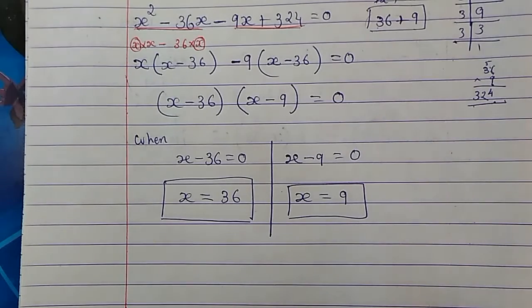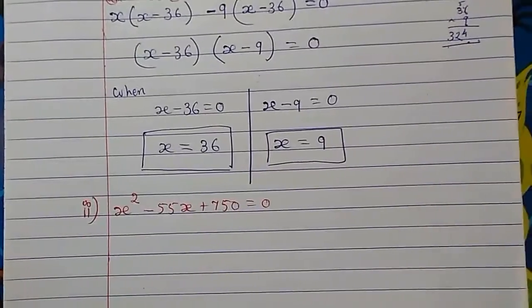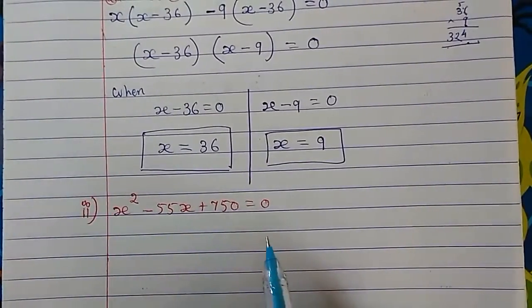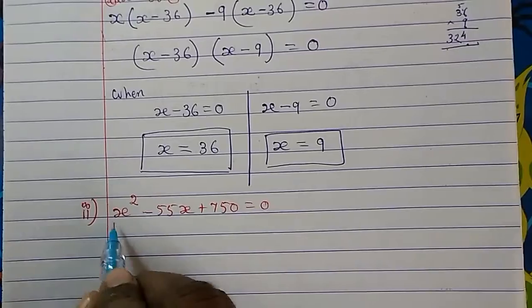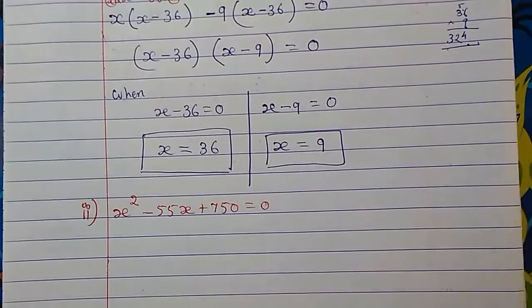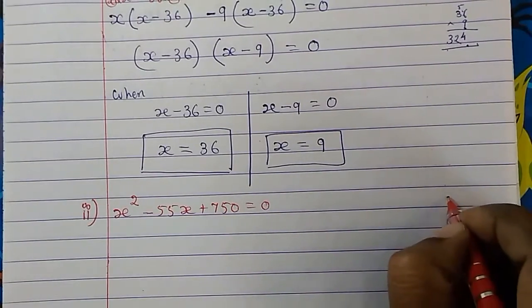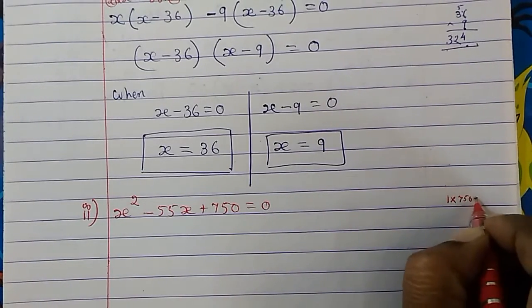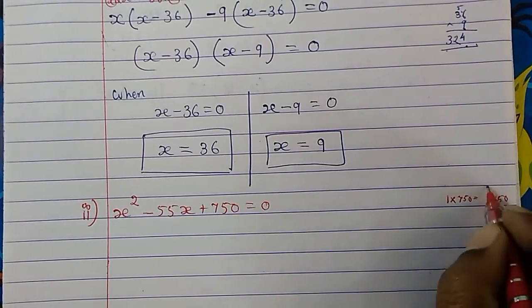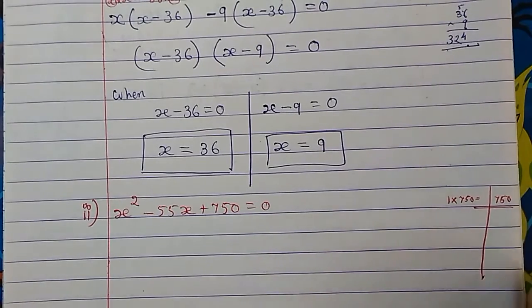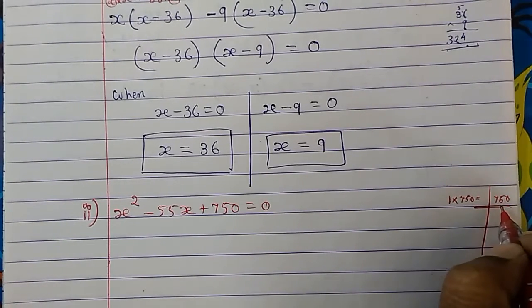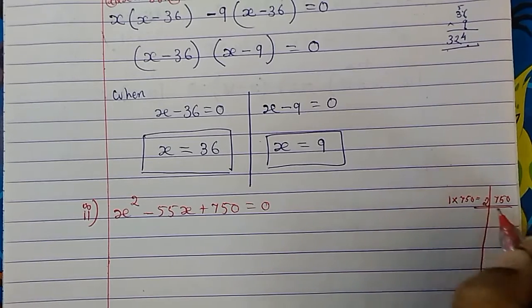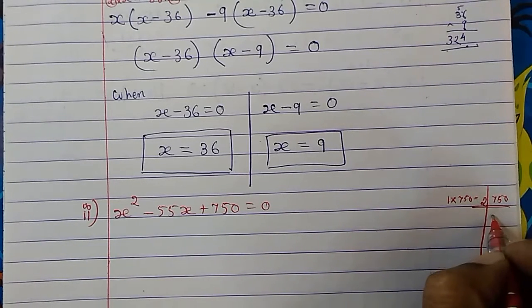So now let us solve the second equation. The second equation I have written down. So in the same way we have to do it. The first term and the last term, let's multiply here. Multiplying the first term and the last term gives 750. So let us factorize now. So this is 750. Let us start from the smallest number, with 2.